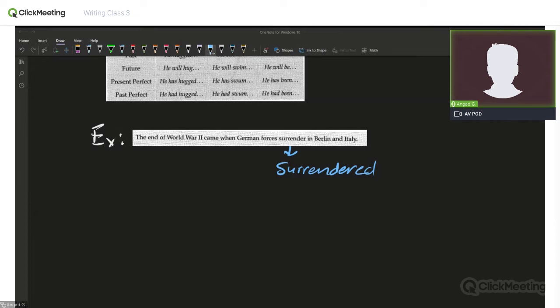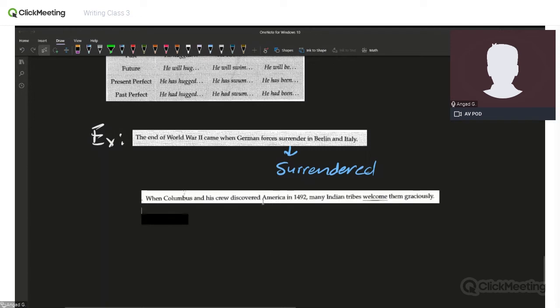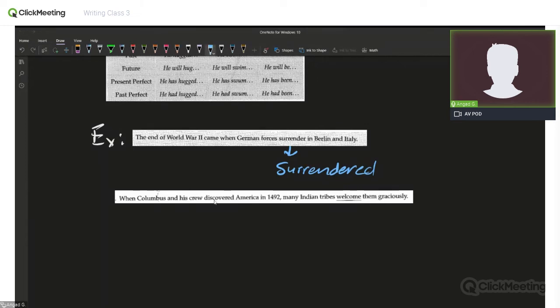So let me give another problem. Let's say we have, when Columbus and his crew discovered America in 1492, many Indian tribes welcomed them graciously. Can you guys tell me if there's anything wrong in the sentence? And if so, what should we change it to? Yeah, that's correct, Rhea. You guys got that right away. Nice. Again, this is in the past. Columbus and his crew, 1492 especially tells you. Many Indians welcomed. This is in past, so this has to be past too. Welcomed. Not welcome. All right.